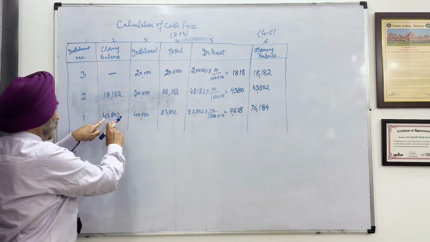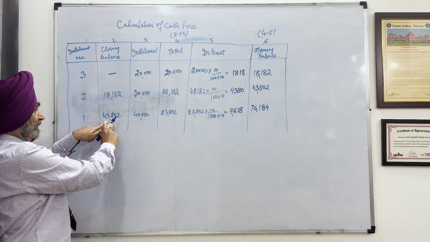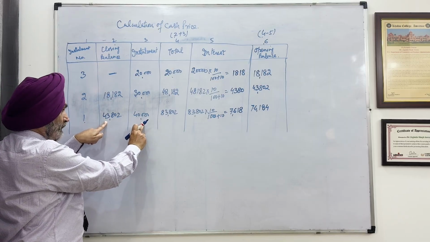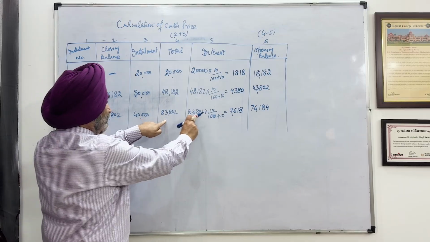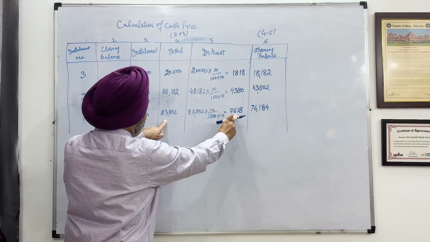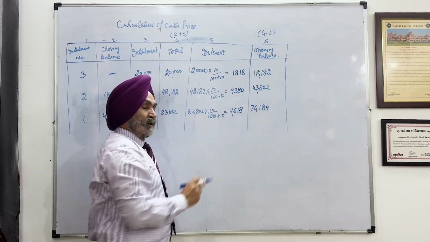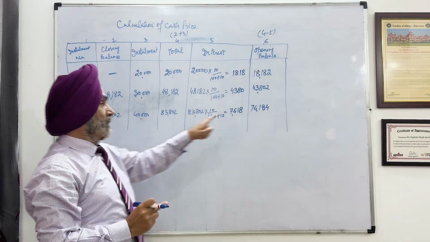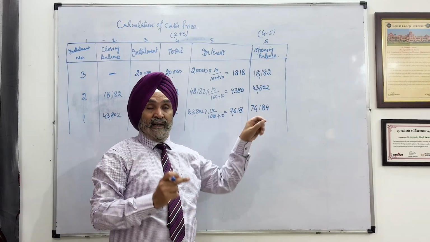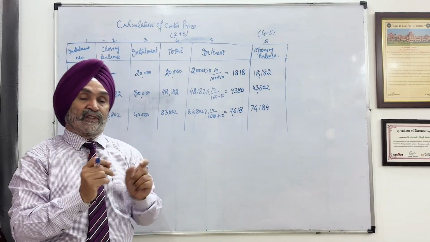Again, that opening balance will be carried on to the first year. Then this installment is given. Total of the two is this. Interest on this will be calculated as this. Fourth column minus fifth column is the sixth column. So this is the amount payable at the beginning of first year.